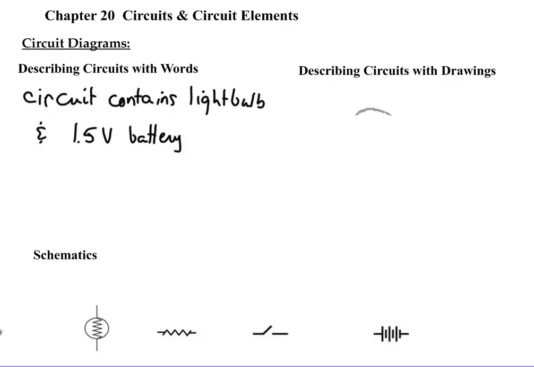A picture of it would look something like this, where I have the battery and I have a wire connecting the battery with one terminal of the light bulb and another wire connecting the other terminal of the light bulb with the other end of the battery. So I have a complete circular path for the charge to flow. Now, fortunately, we don't have to be artists because we use something called schematics.